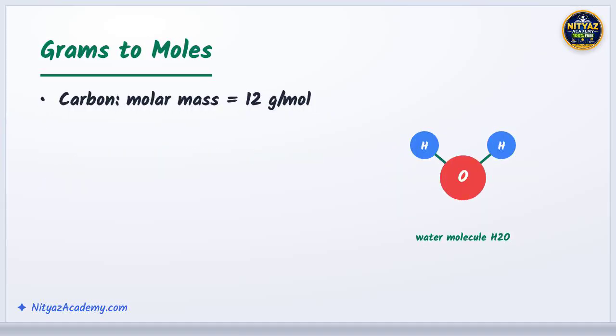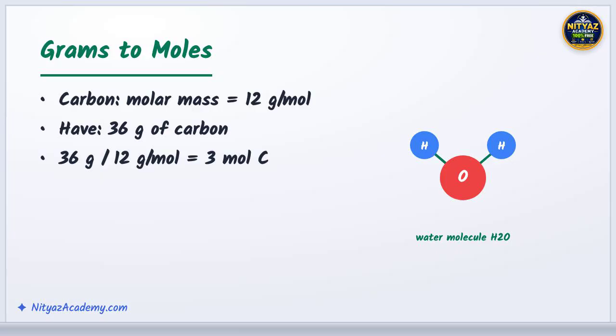Now from mass to moles. Carbon has a molar mass of 12 grams per mole. If a sample weighs 36 grams, divide by 12, and you get 3 moles of carbon. Molar mass is the converter between the grams you can weigh and the moles you reason with. Mastering that switch lets you predict real lab amounts.